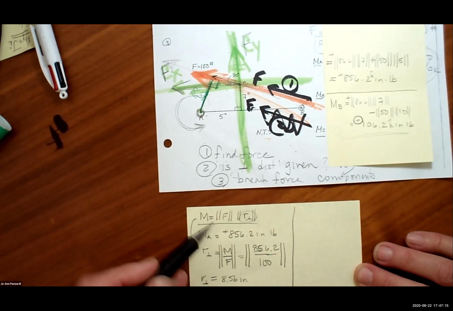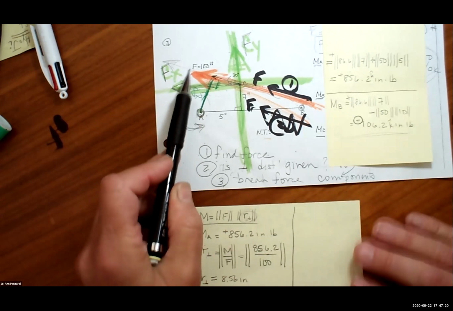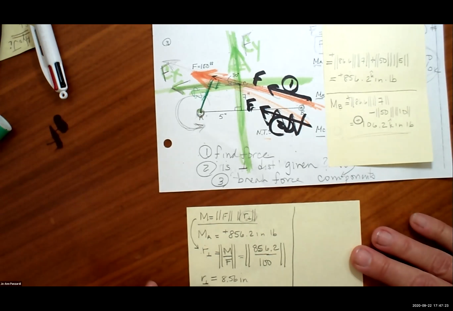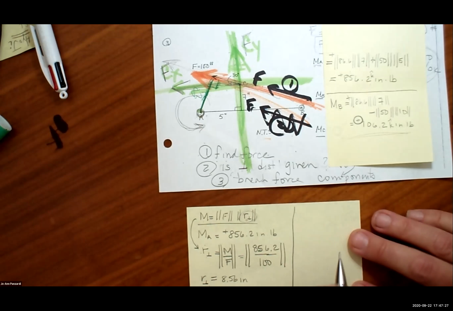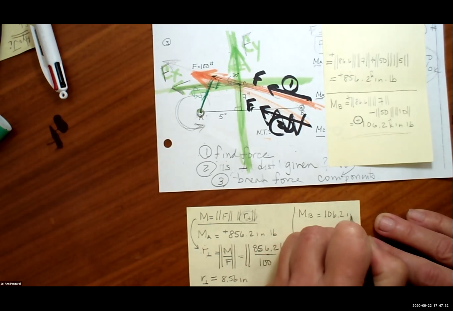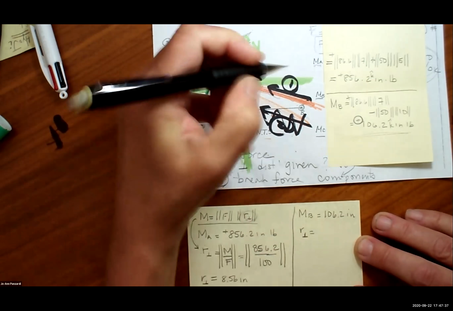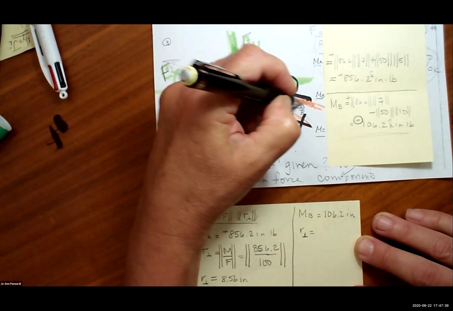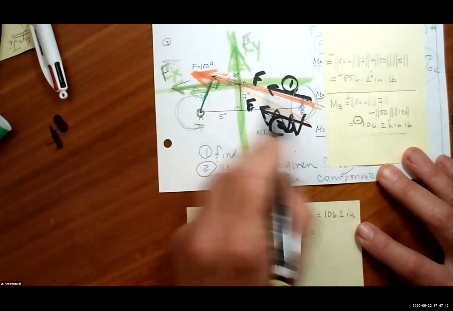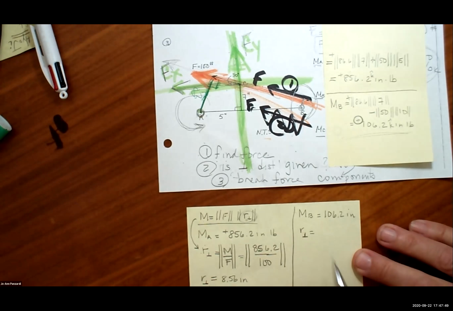I'm saying, well, I now know the moment about point A is 856.2. I know the force is 100. So can I solve for the perpendicular distance? Sure, I can. So let's do the other one. The moment about B I know is 106.2 inches. If I want to find the perpendicular distance here, the perpendicular distance between the force and the point, Miles, how would I calculate that perpendicular distance?